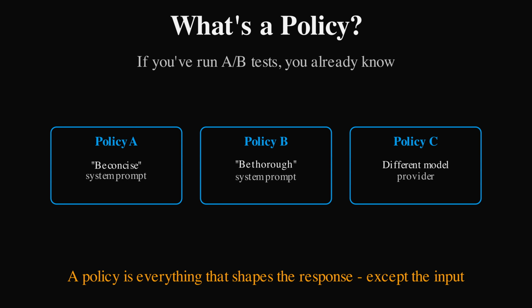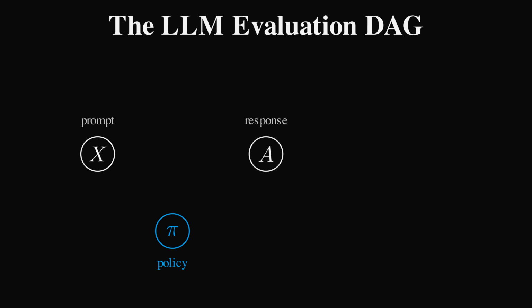Now let's get back to CJE. To make this precise, we need 5 objects in a causal DAG. X is the prompt or conversation history. Pi is the policy, the full system configuration as we just discussed. A is the answer the LLM system returns, what the policy produces given the prompt.